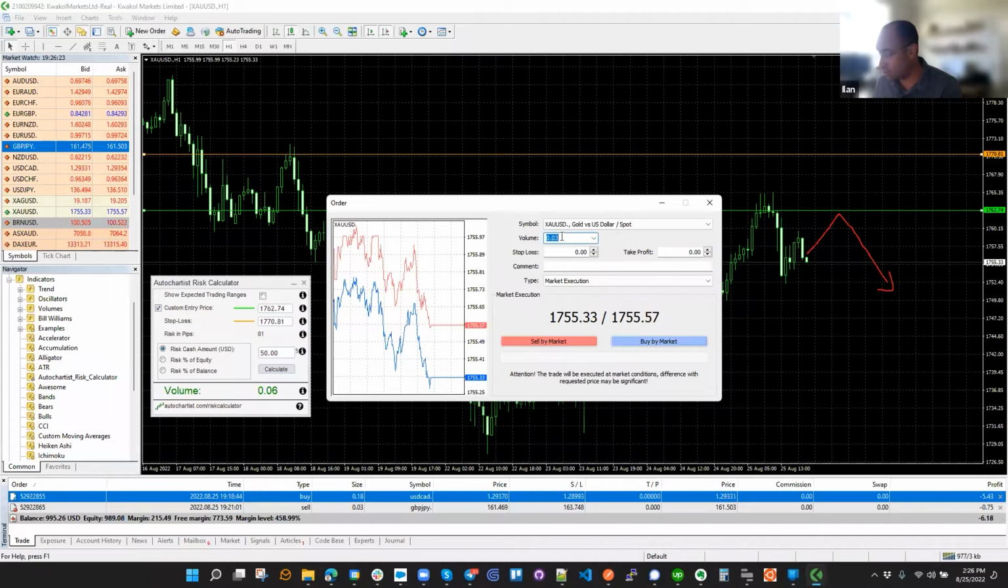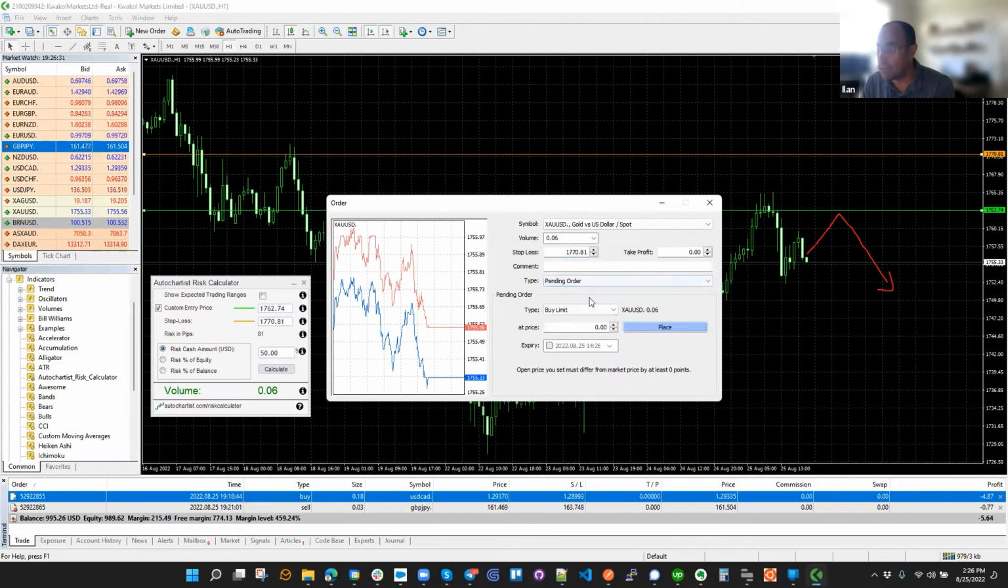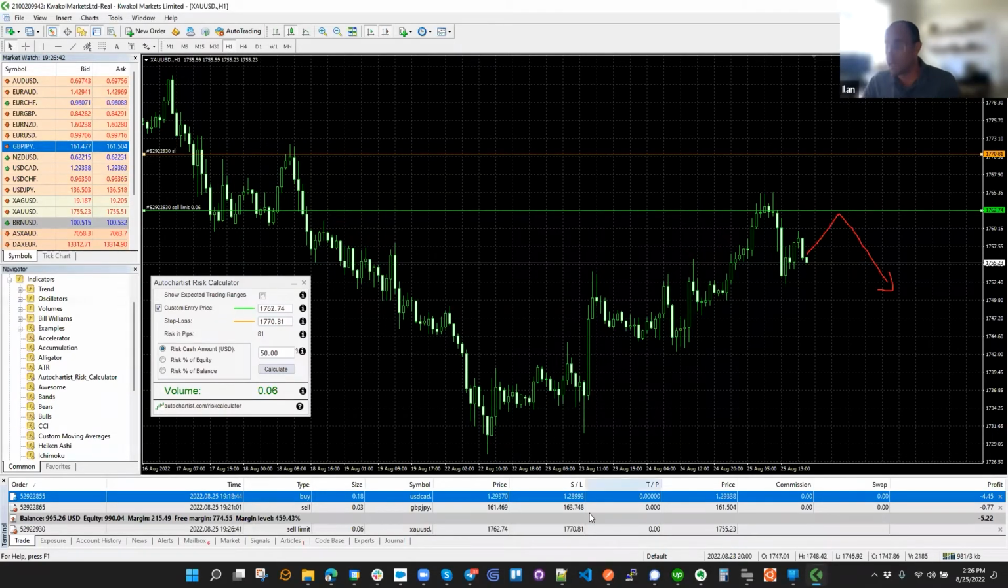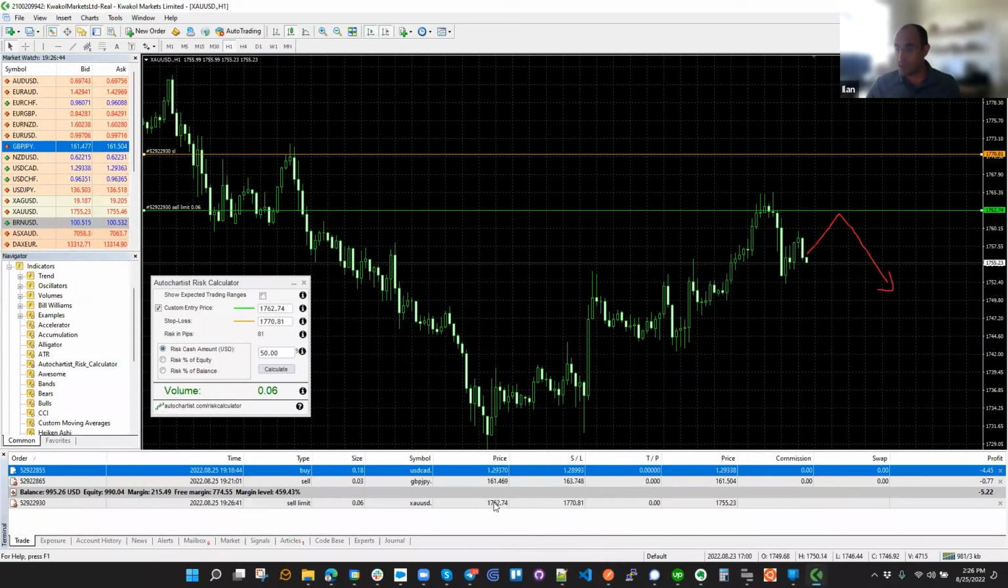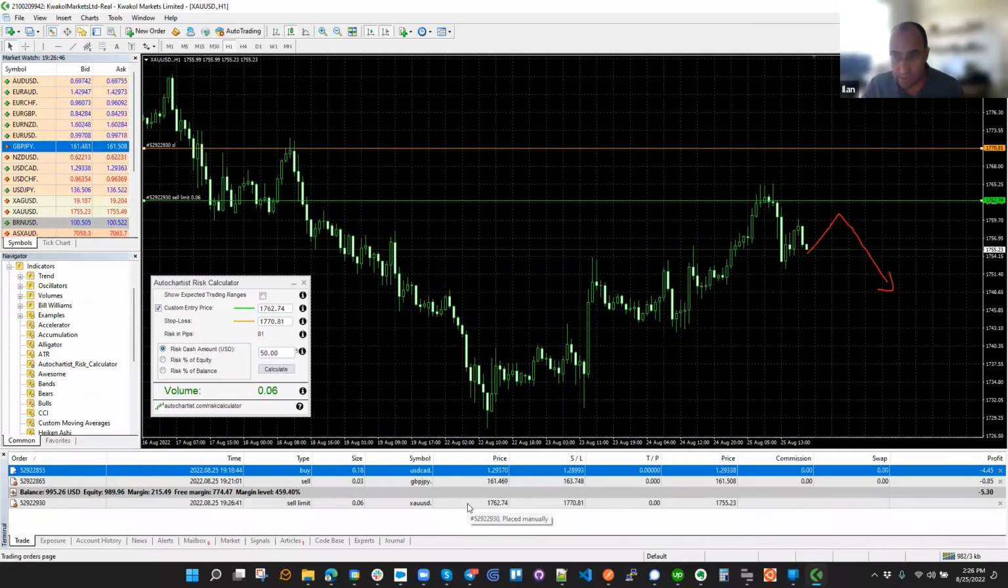I would set my volume to be 0.06. I would set my stop loss to be where I've selected it to be. I would go pending order, sell limit, at what price? At the price I've selected on my chart, and I would place my order. Now, obviously, this goes into the pending order section of my meta.